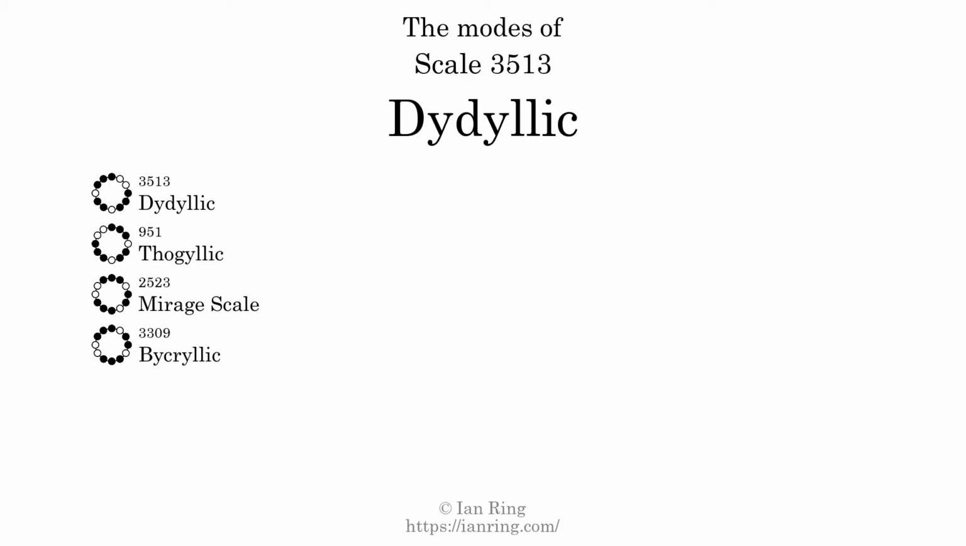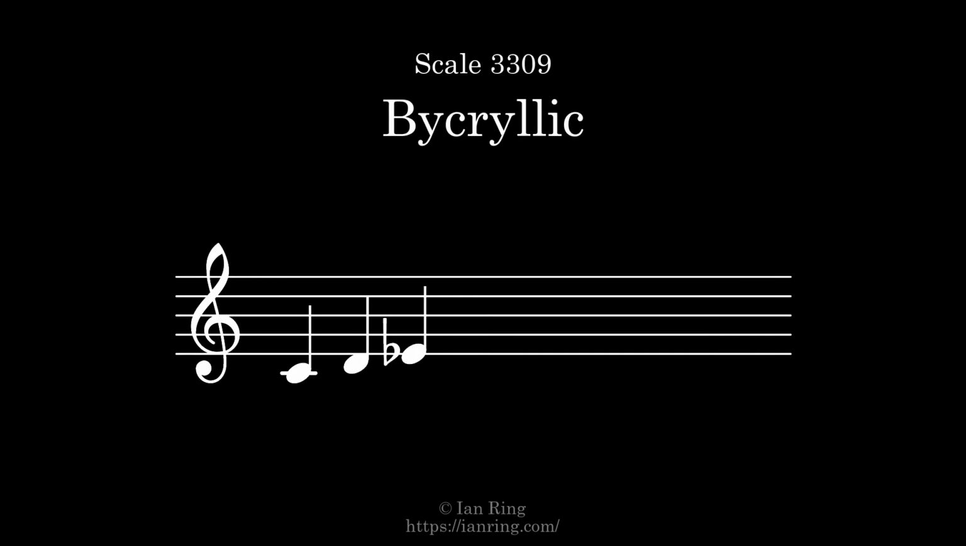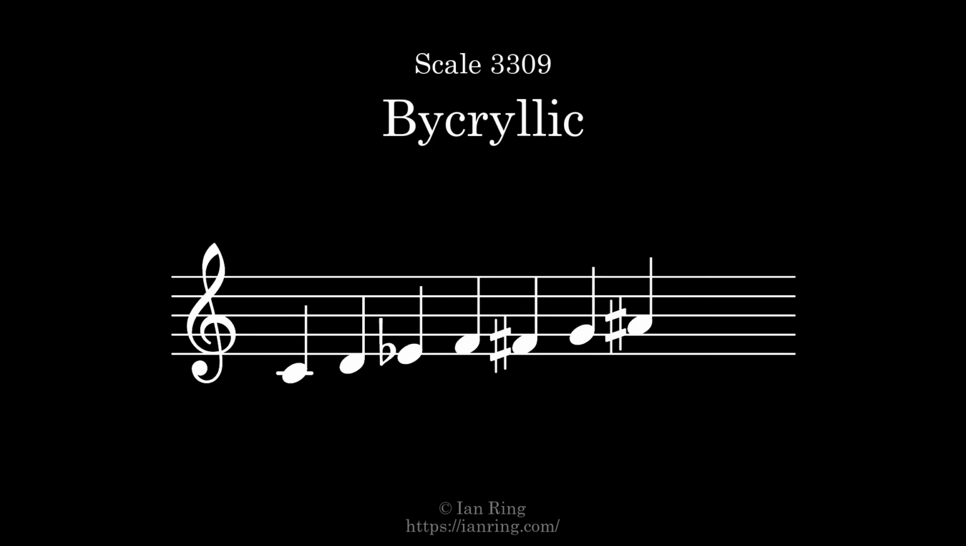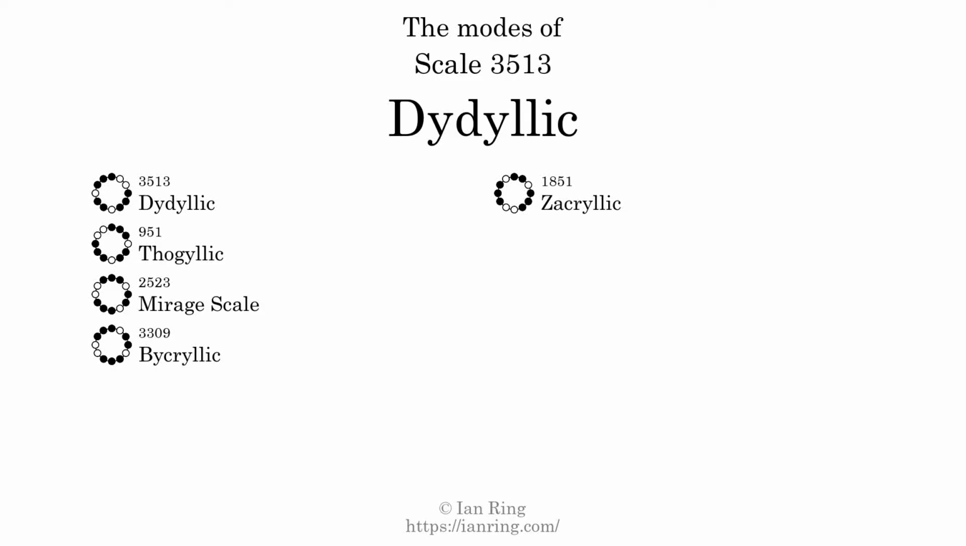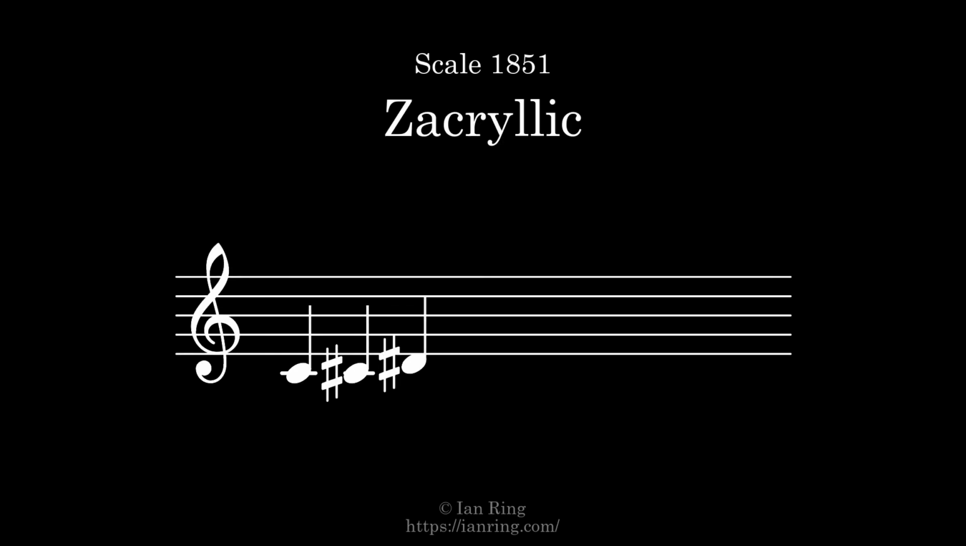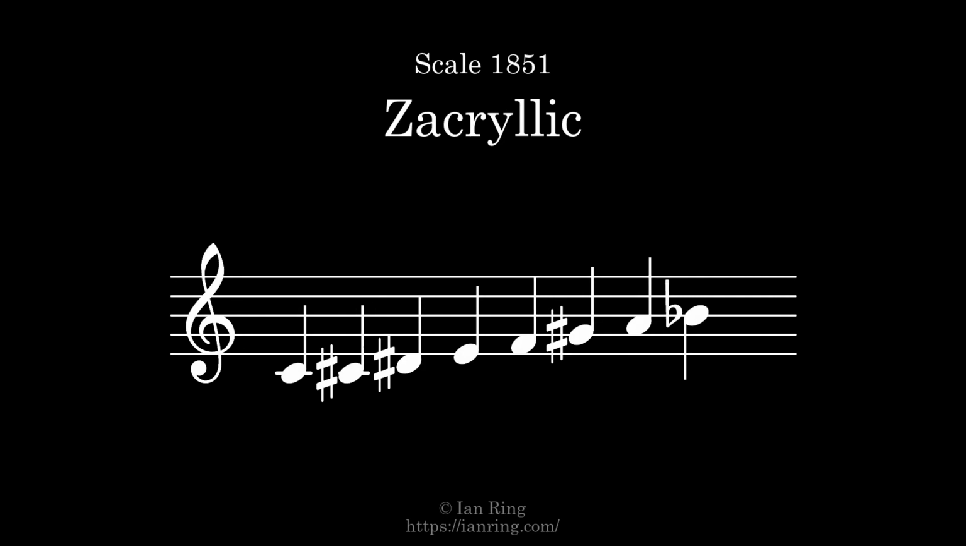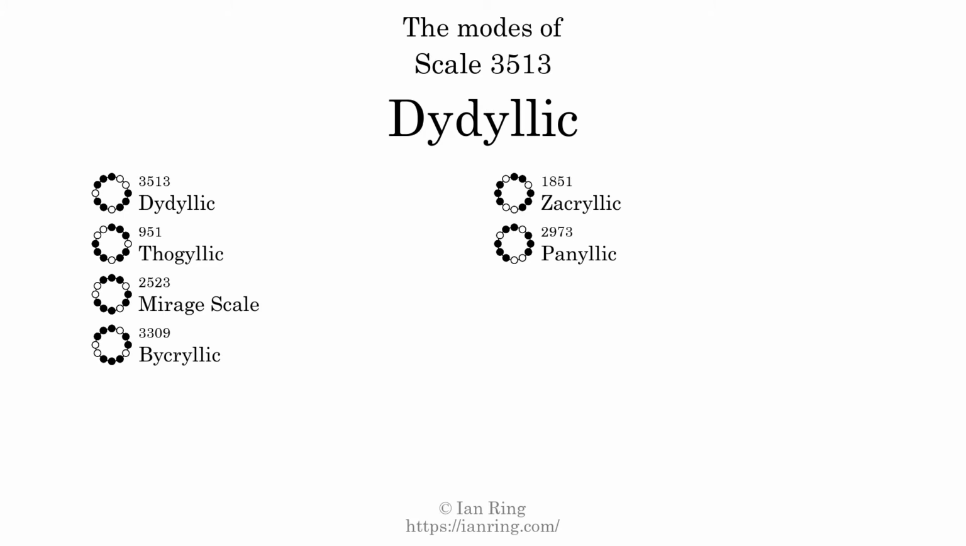The fourth mode is scale 3309, also known as bicrylic. It sounds like this. The fifth mode is scale 1851, also known as acrylic. It sounds like this. The sixth mode is scale 2973, also known as penilic. It sounds like this.